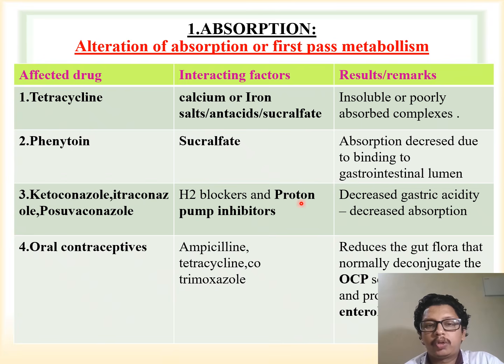If you give H2 blockers or proton pump blockers with ketoconazole, itraconazole or posaconazole, it decreases gastric acidity, so it decreases absorption of these drugs. If you give ampicillin, tetracycline or cotrimoxazole along with oral contraceptive pills, it interferes with enterohepatic recirculation, so it decreases the oral contraceptive concentration in the circulation, causing contraceptive failure.